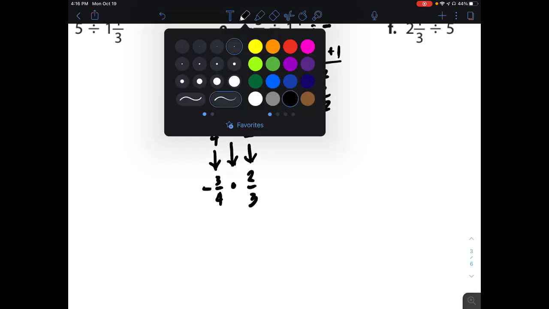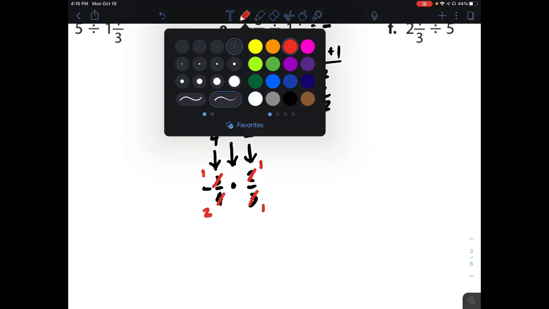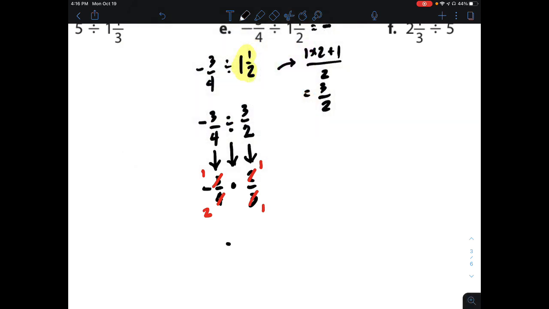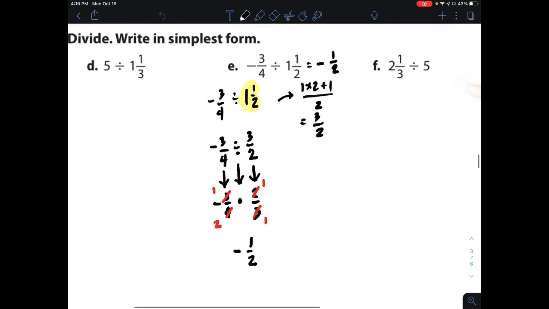And we can actually cross cancel from here. I can cancel out my 3. That's a 1. That's a 1. GCF of 4 and 2 is 2. So 2 divided by 2 is 1. 4 divided by 2 is 2. Okay. So the result is negative 1 half. So letter E is negative 1 half right there. And do D and F on your own. See how you do.